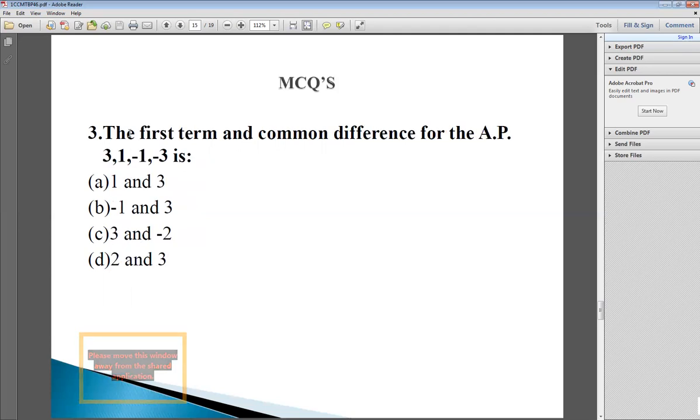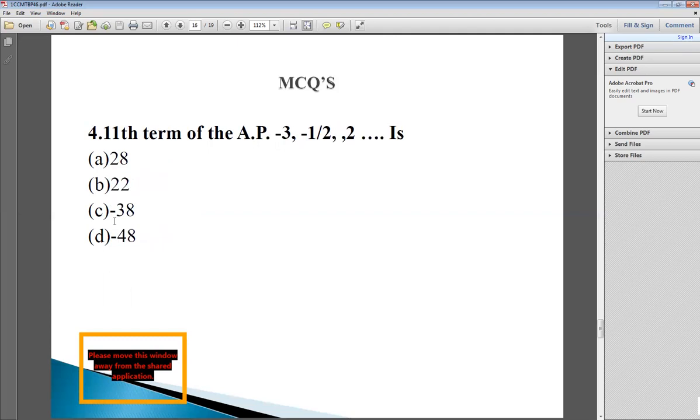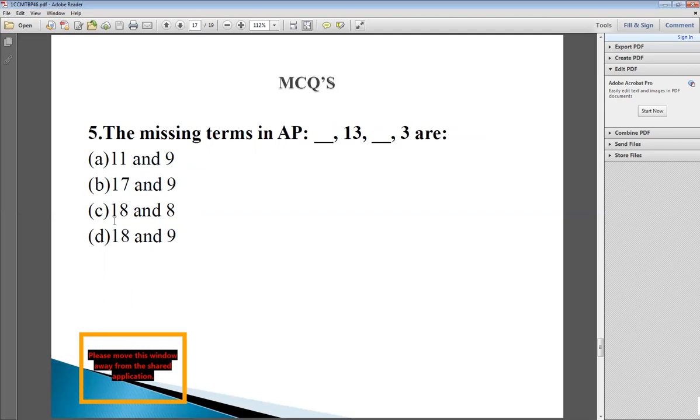And here the third question is given. The first term and common difference for the AP are given, that is 3, 1, minus 1, and minus 3. Now we have to substitute in the nth term formula. Then we have to find out the values of the first term and common difference for the AP. The same for the 11th term, which has to be calculated by substituting the values in the formula, and also the missing terms are given. With the help of these, we need to calculate the missing values also.